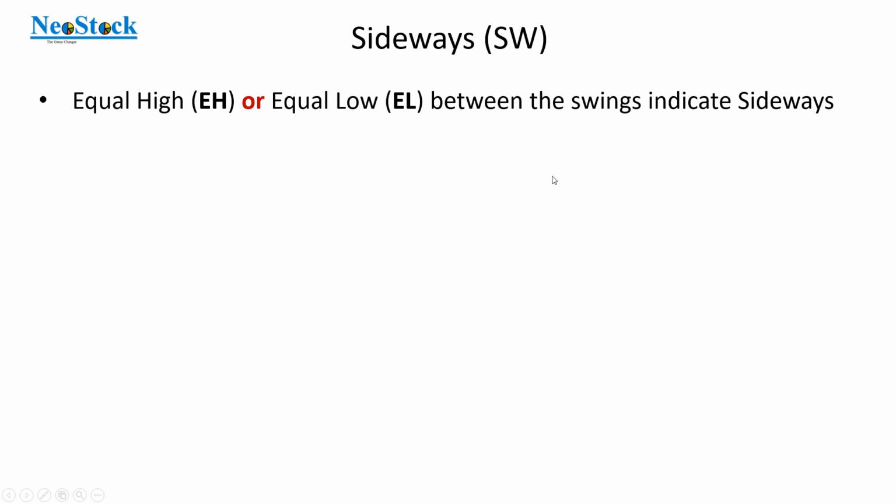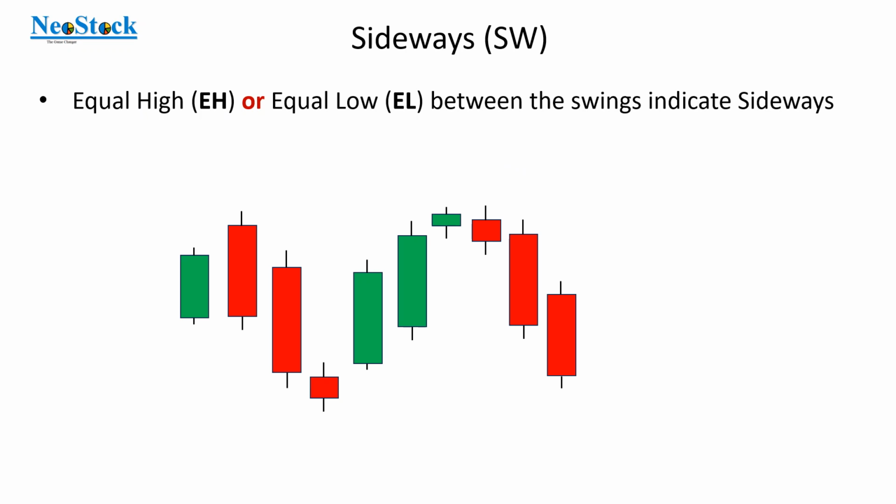So let us look into an example. Look at this example. What is the first swing? This is the first swing. Let us identify this is the swing high and this is the swing low. Now look into the next swing. Look at the high of this swing and the high of the previous swing. Both are nearly equal. Maybe there could be a very minor difference.